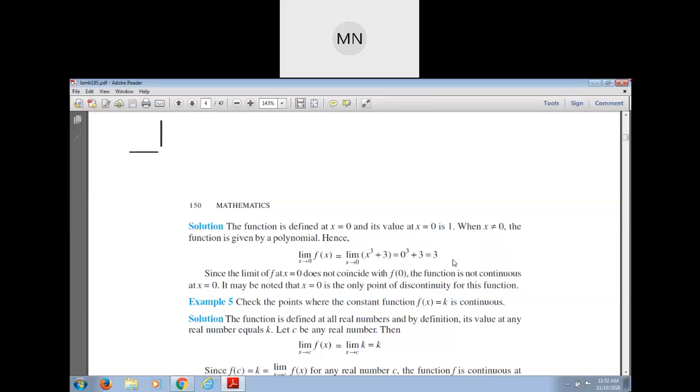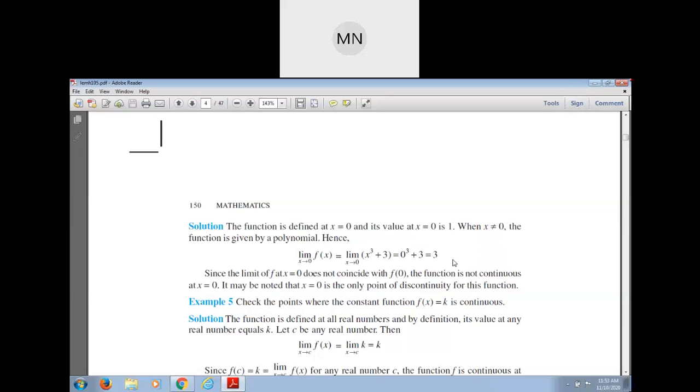Here, limit x tends to 0, f of x is 3 and f of 0 is what? 1, because limit x tends to 0, f of x does not equal f of c. Then what do we say? We say that f of x is not continuous at x equals 0. Okay? Is it clear now? Yes. Is it clear?